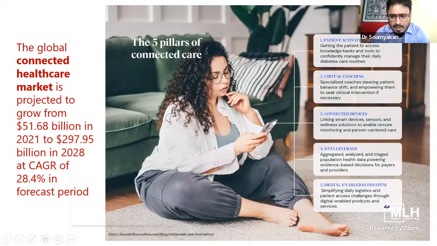So if you see any of these connected care platforms or solutions, here I have used the example of diabetes, you can divide it into 5 basic parts. One is patient activation, where you have to get the patient onto a connected care platform where they use tools for their diabetes care routine. They have a virtual coaching system where the doctors and counselors manage the virtual coaching. Third is one of the most important, where connected devices, sensors, and wellness solutions are put into that platform, which connects the patient to the doctor, the attendant, the decision makers, and the devices and sensors collect all this data from the patient, and all this data is analyzed and inferences are given to the doctor, the patient, the attendant, to have a more therapeutic and sustainable healthcare routine for them.